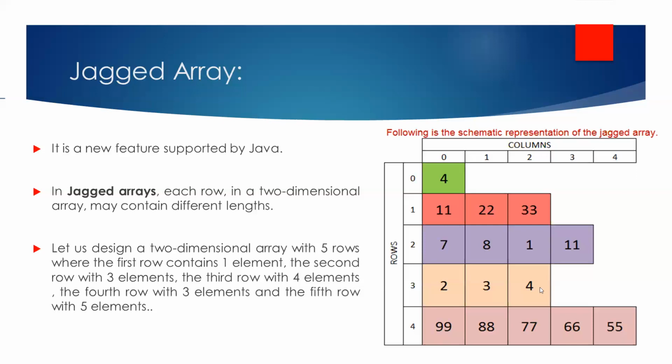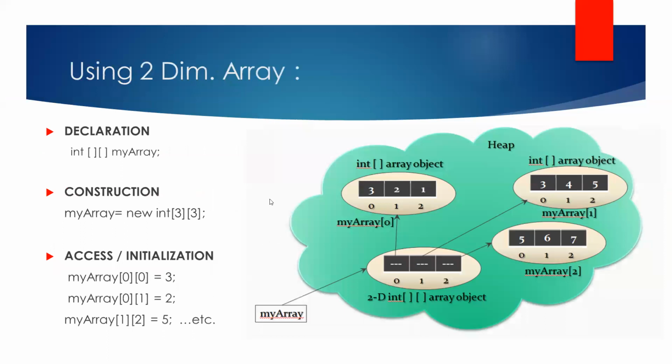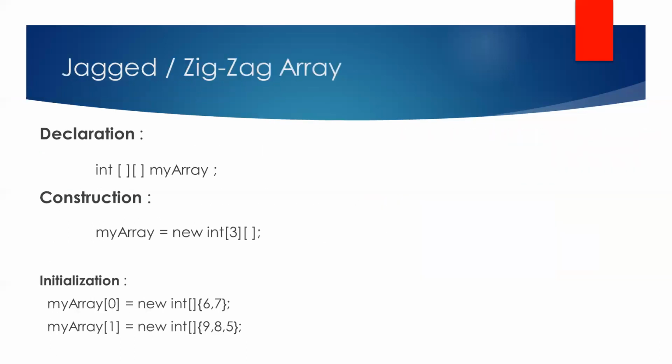So this is the jagged array representation. For every row, you can see there are different numbers of columns. The only thing you need to do is declare only the number of rows, and then declare the size of the columns for every row after the declaration of rows. So come to this part. This is the way that we use it.